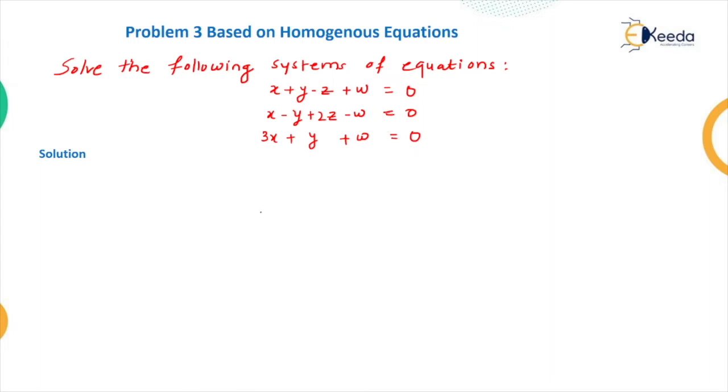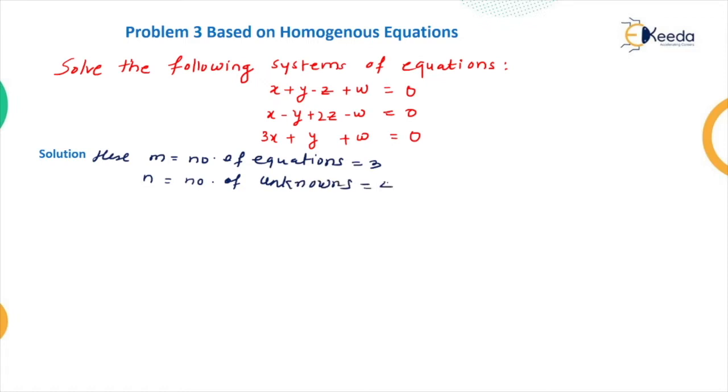Here m is equal to the number of equations. What is the number of equations here? The number of equations given is 3. And n is equal to the number of unknowns. How many unknowns? The unknowns are simply 4.